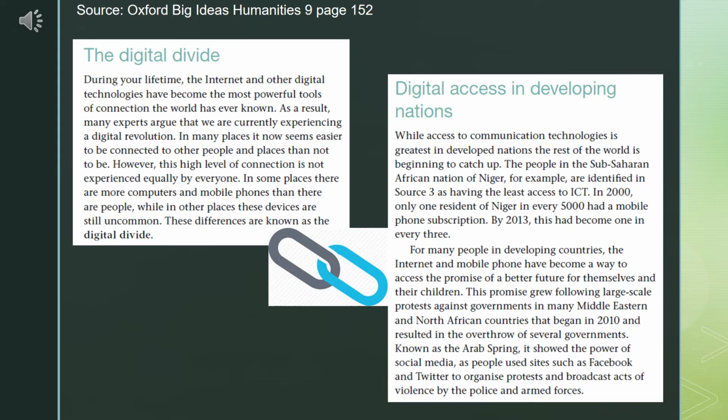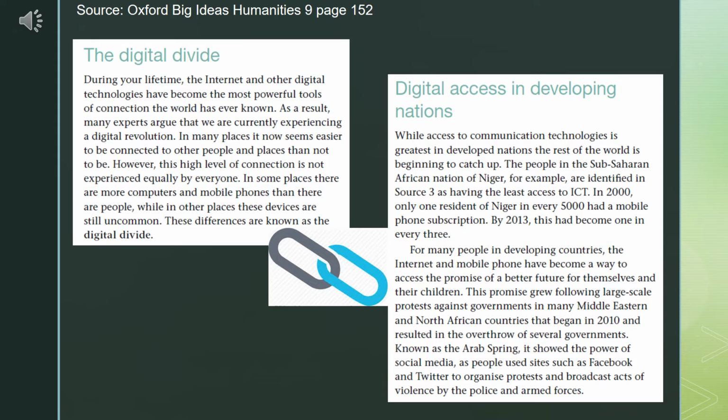In some places, there are more computers and mobile phones than there are people, while in other places, these devices are still uncommon. These differences are known as the digital divide. So let's take a look at digital access in developing nations.